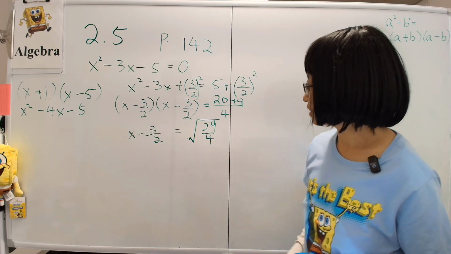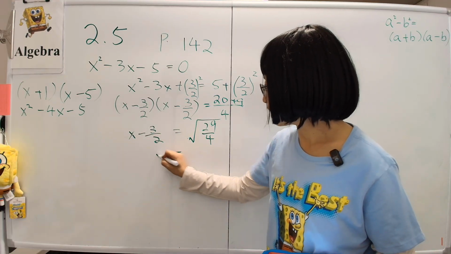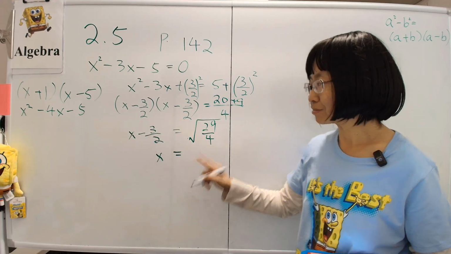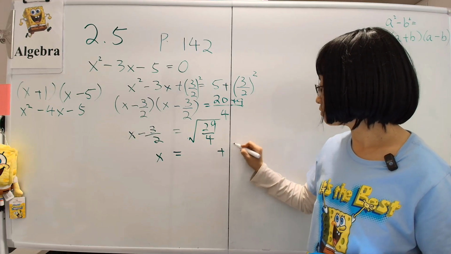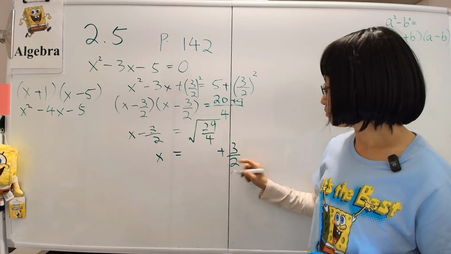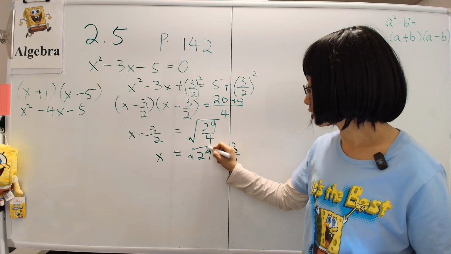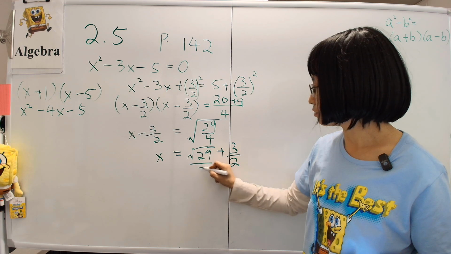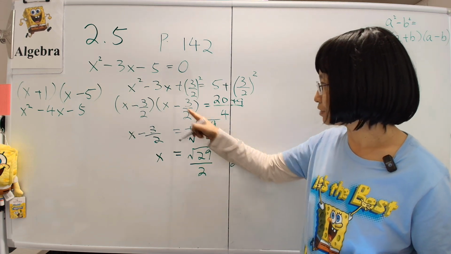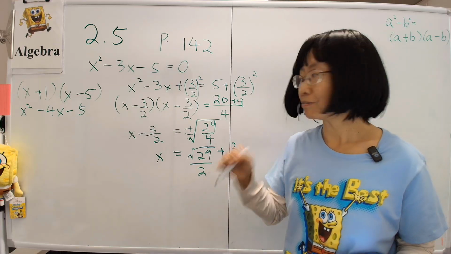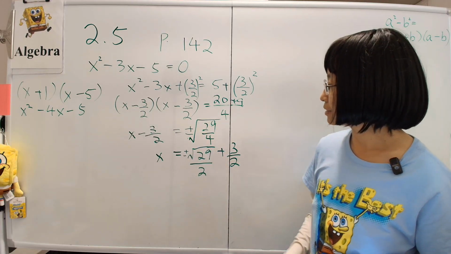So eventually we get x. Then we move the negative 3/2 to the other side, becomes positive, and so we have positive 3/2. In the meantime, I will write that as square root of 29 on top, but take the square root of 4 on the bottom, so it has only 2 left. And then we remember there's a plus and minus sign when we take the square root, because both the plus version and the negative version work.